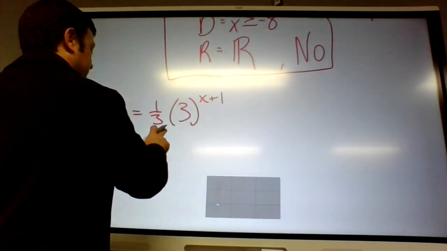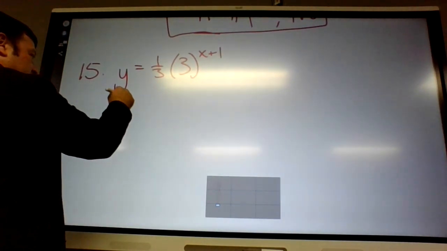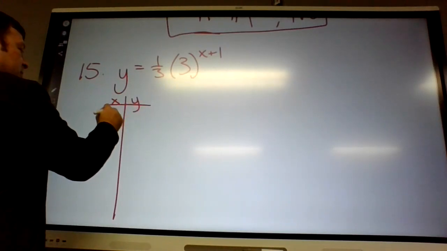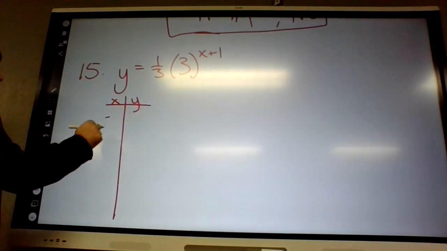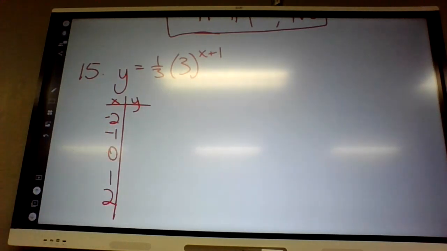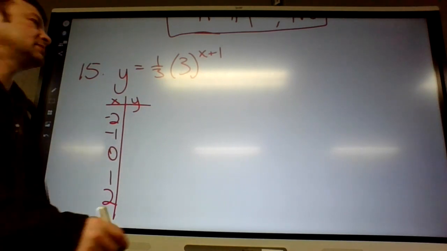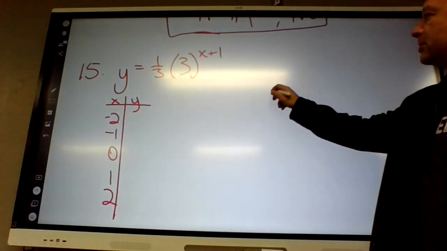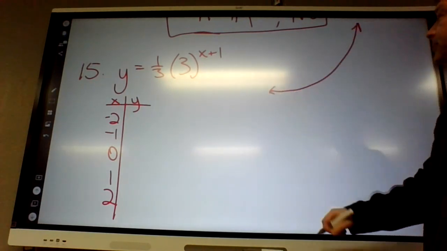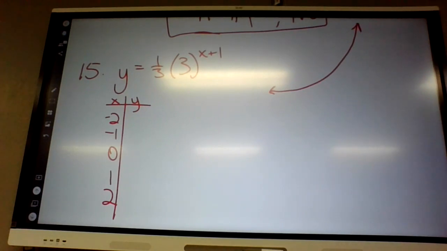How did we graph this stuff? What did I make you do? You guys remember? Plug in. What did I have you plug in? 0, 1. Yeah, -2 to 2, those numbers. Do you guys remember what shape the 3 to the x graphs made? Like these kinds. If you keep multiplying by 3 over and over, that's basically what's happening. It looks something like that.